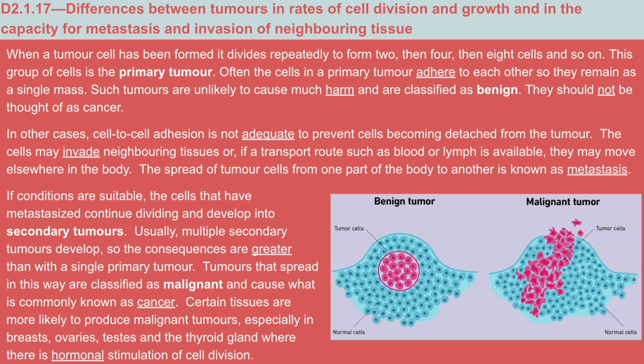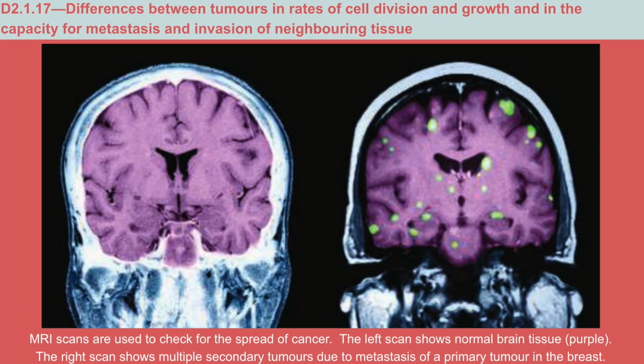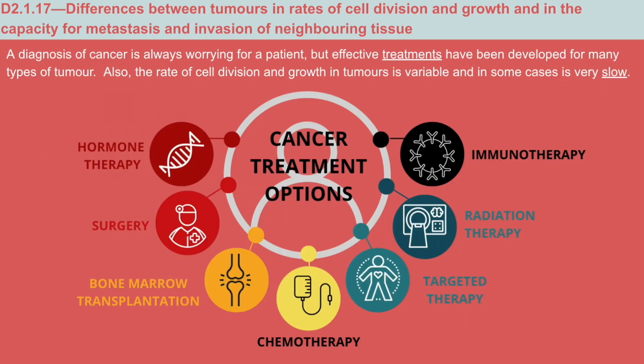Certain tissues are more likely to produce those malignant tumors, like places in the breast, ovaries, testes, and the thyroid gland where there is hormonal stimulation of cell division. Okay, here's just an interesting MRI scan. Here's a patient without cancer, and then this is a patient where you can see secondary tumors have developed in the brain following breast cancer, so metastasis has occurred.